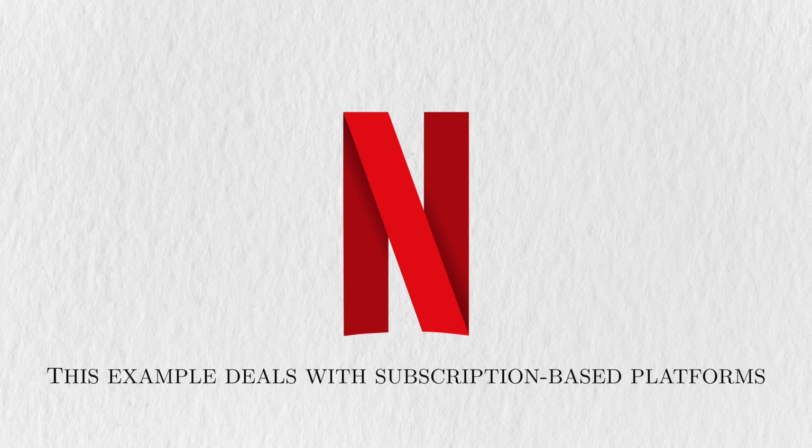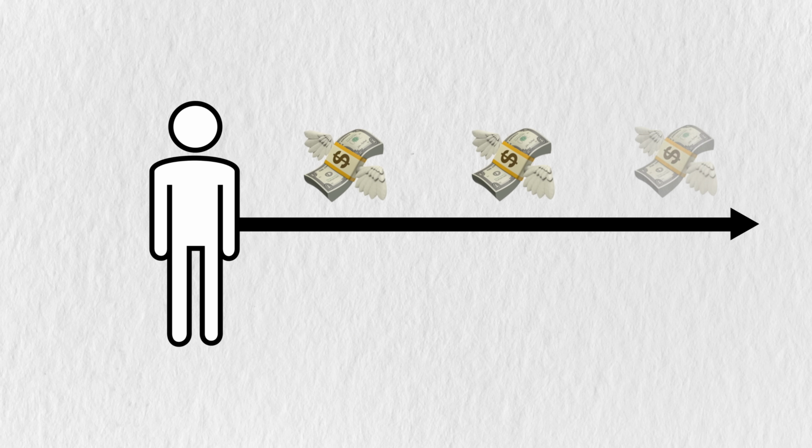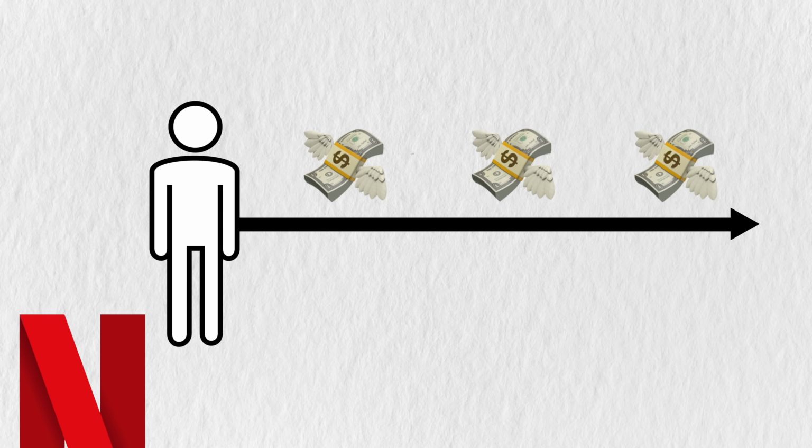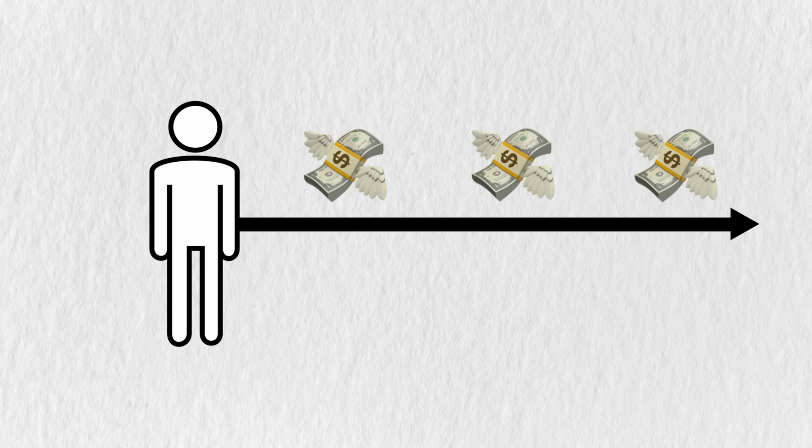This example deals with subscription-based platforms like Netflix or Brilliant. These platforms care a lot about how long their subscribers stay as paying members. If they know how long someone will stay and pay, they'll be able to make better revenue forecasts and plan better for the future. For simplicity, we'll refer to this metric as customer lifetime.